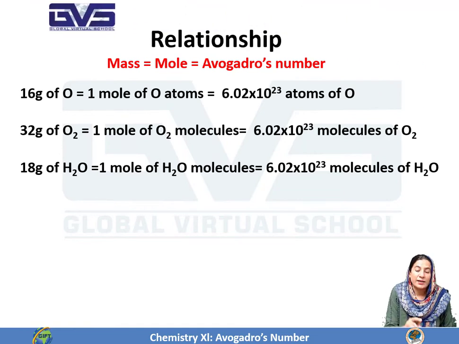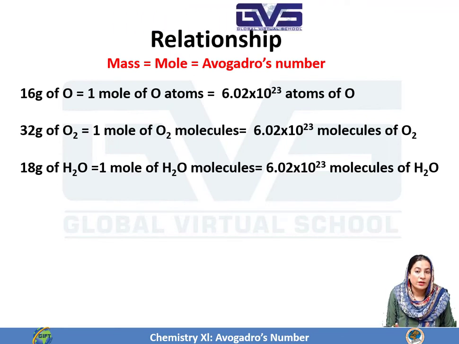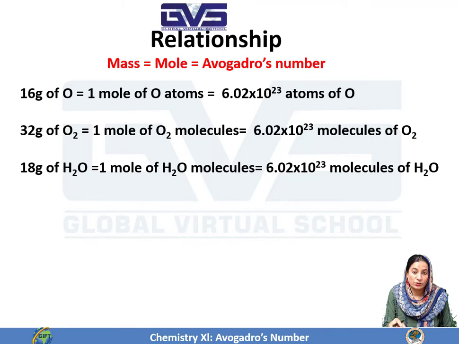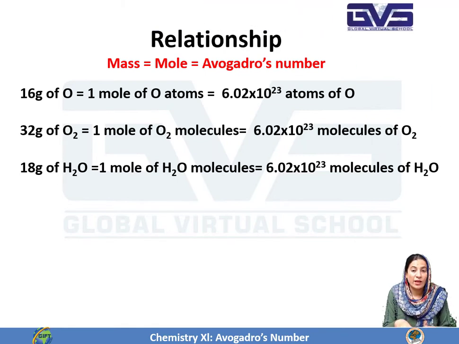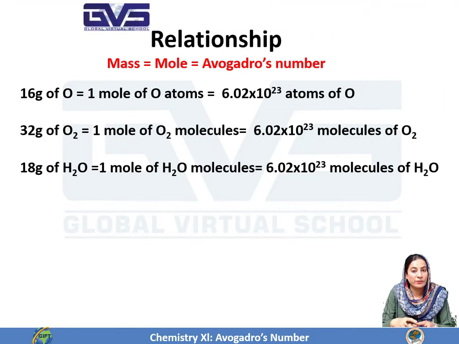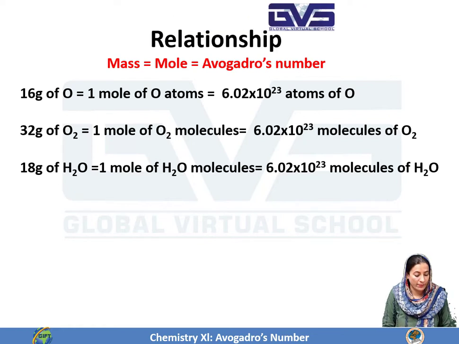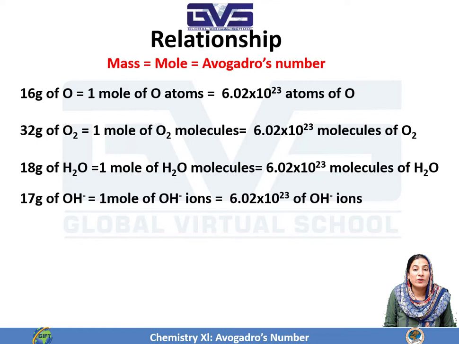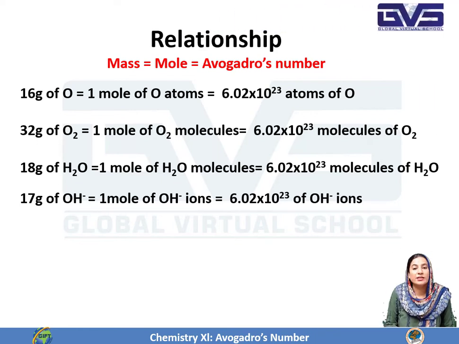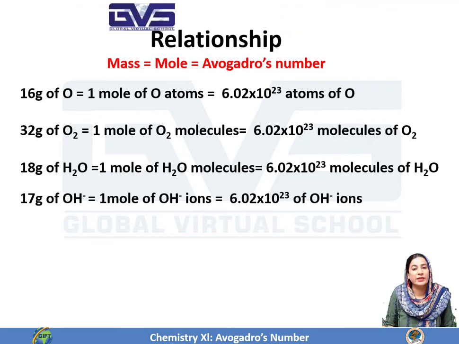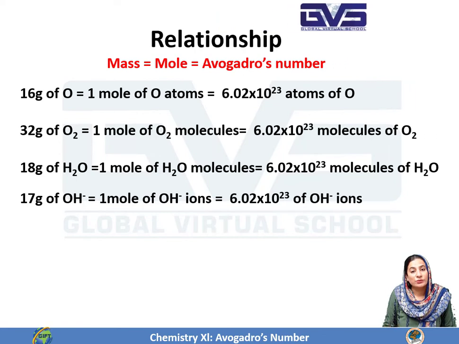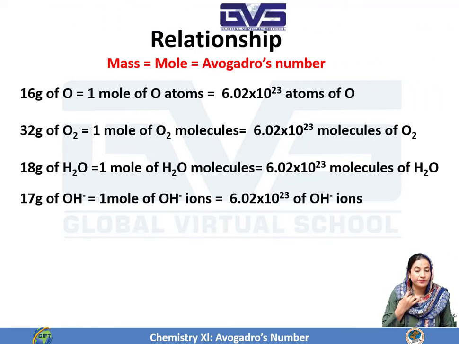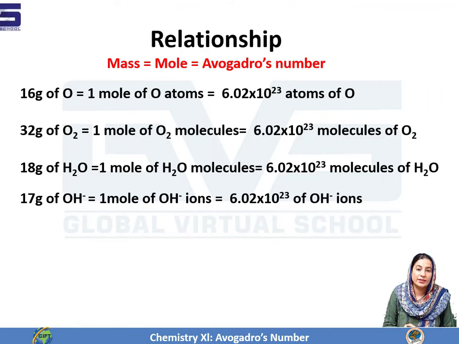Similarly, these are all the examples I have already quoted in the topic of moles, so you have a clear concept of the relation between mass, mole and Avogadro's number. Similarly, 58.5 gram of sodium chloride is equal to 1 mole, and it contains 6.023 × 10^23 formula units of sodium chloride. So hopefully this is clear.